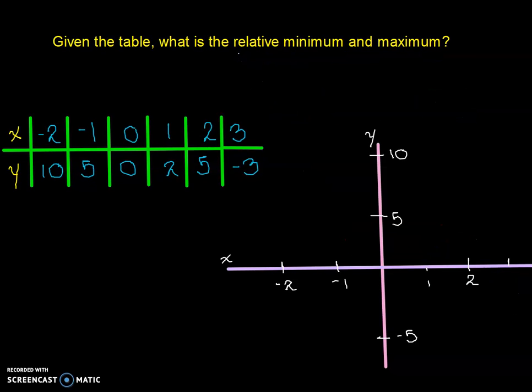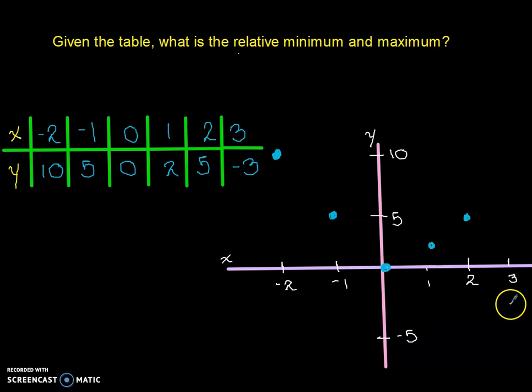Guys, so today we're going to go over the relative minimum and maximum of a function. So given a table, this will be the minimum and maximum between this interval. So I'm just going to give you a visual of what's happening here by graphing these points. So -2 will have a y value of 10, -1 will be at 5, 0 at 0, 1 at 2, 2 will be at 5, and you have a point 3 at -3.